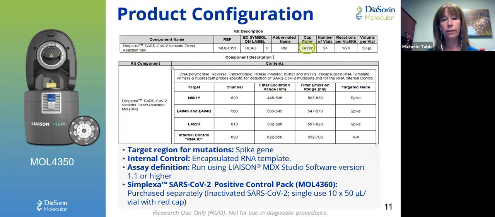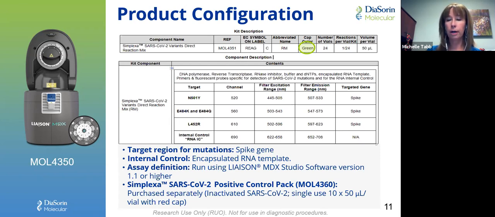As I already mentioned earlier in the talk, we're targeting the spike gene. We're amplifying the same region that we have actually for our standalone Simplexa COVID-19 product. And we're using our traditional internal control, which is encapsulated RNA template. For the assay definition, you're going to want to run our Studio software version 1.1 or higher.